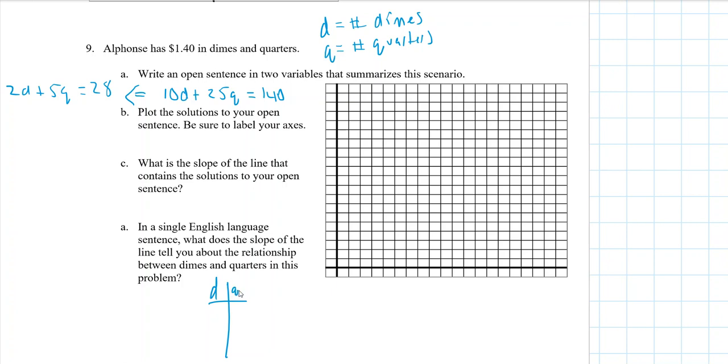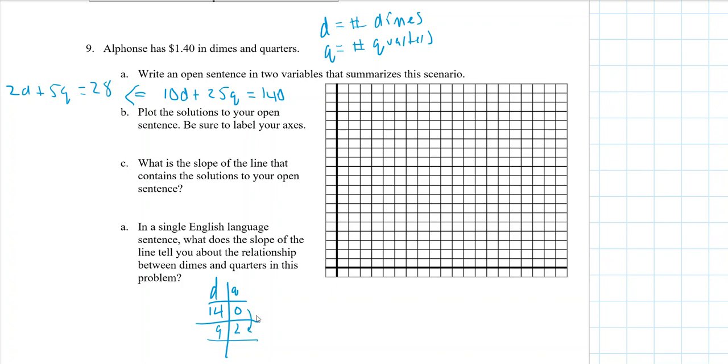D and Q, it's often easier to go with the bigger number, the bigger denomination, quarters. So if we have no quarters, we can get to $1.40 with 14 dimes. If we have 1 quarter, there's no way we're ever going to get to $1.40 with dimes. Your quantity of money is going to end with a 5, so that's not going to work. So we'll skip that, and we'll go right to 2 quarters. 2 quarters is 50 cents. We need 9 more dimes to make it.